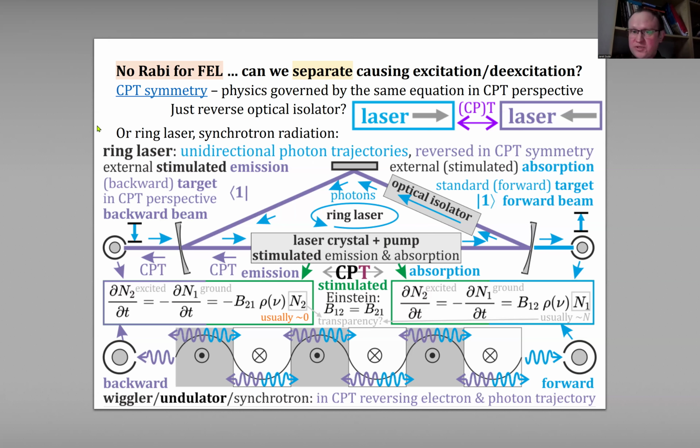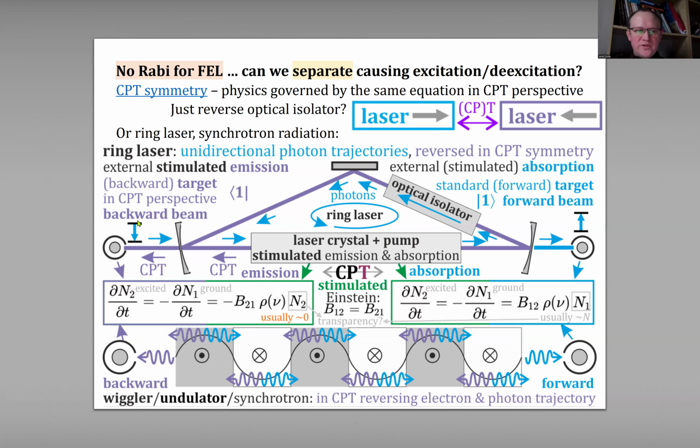So here are safer approaches. One is this ring laser, as also mentioned, where due to this optical isolator, we force the photons to circulate in only one direction. So now they excite this target, but looking from the CPT perspective, the photon trajectory would be reversed. So they would circulate in the opposite direction. So they should excite this target toward negative time. That means that they should cause deexcitation of this target toward positive time.